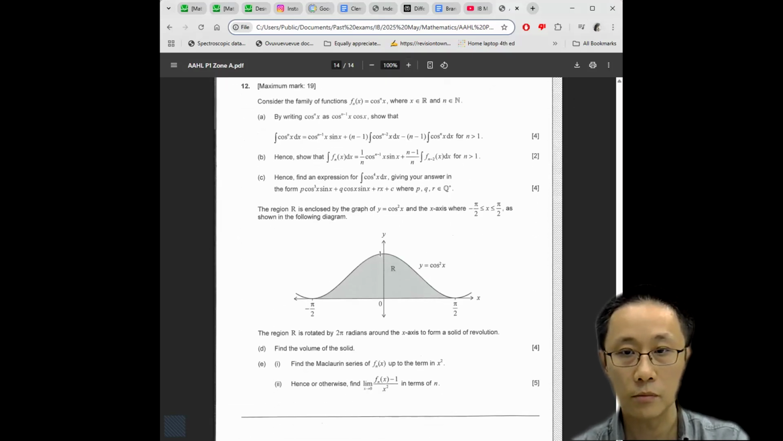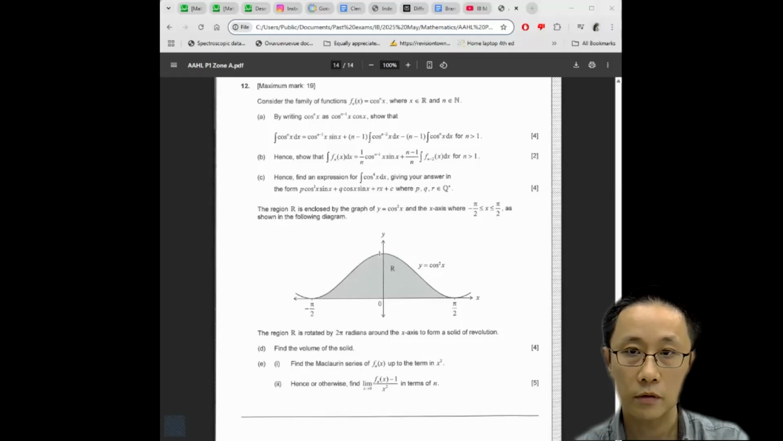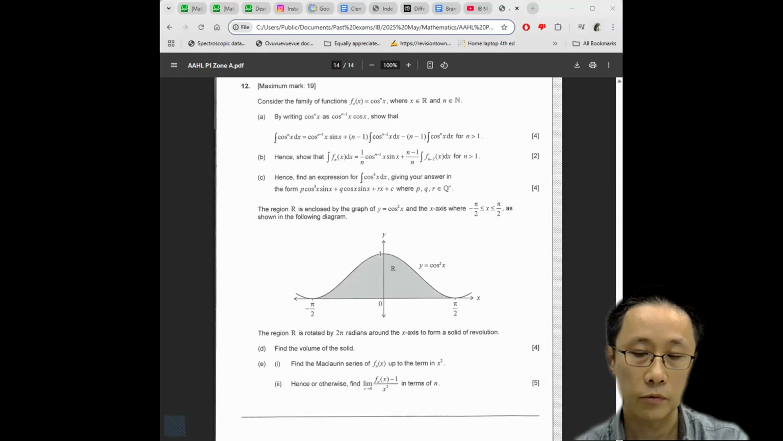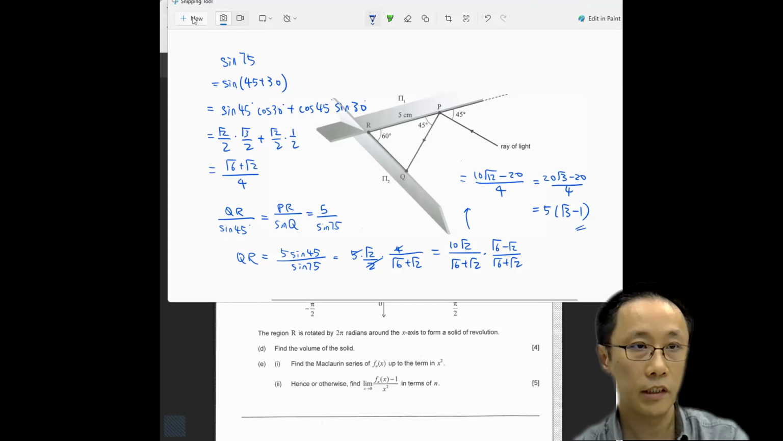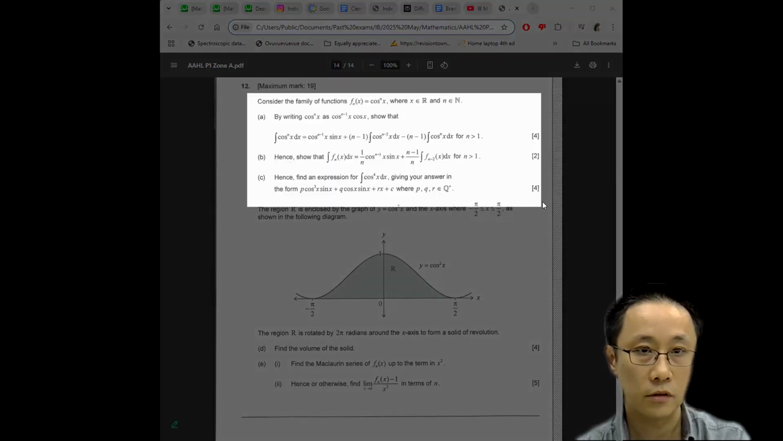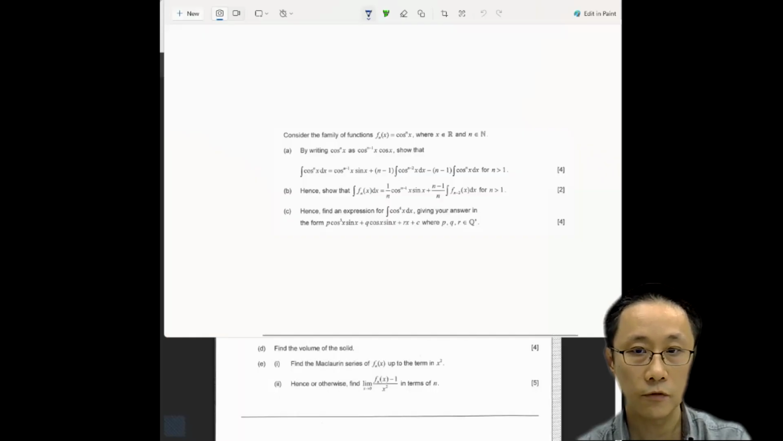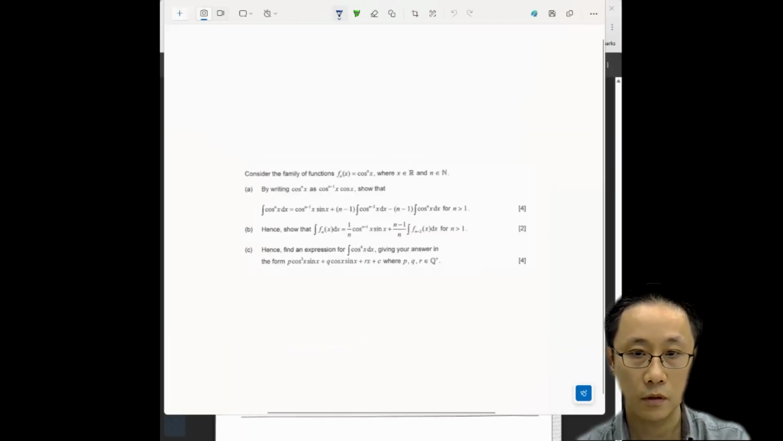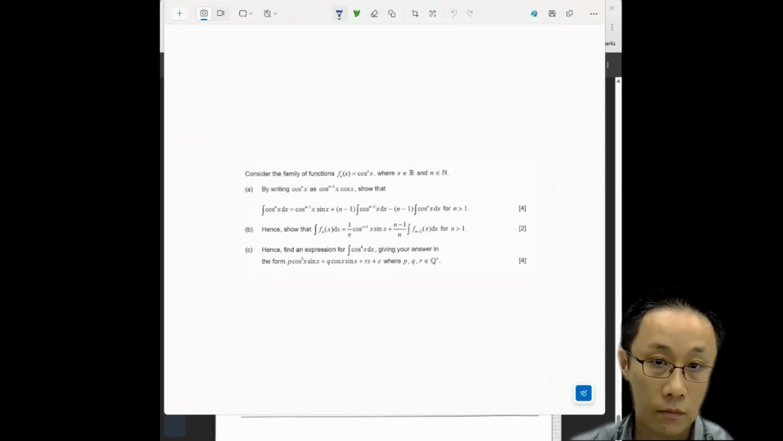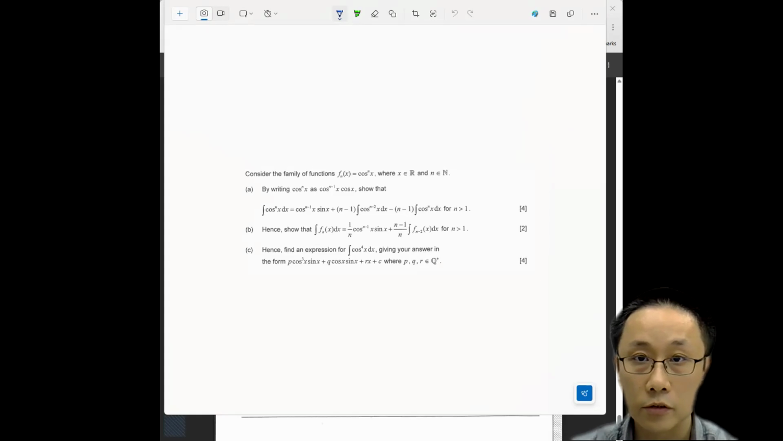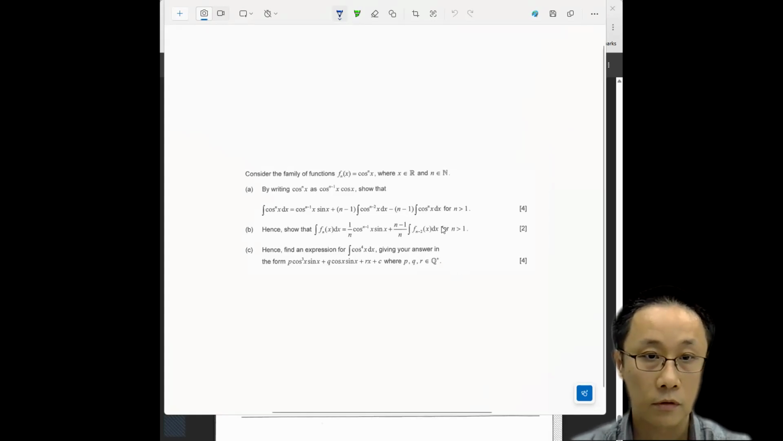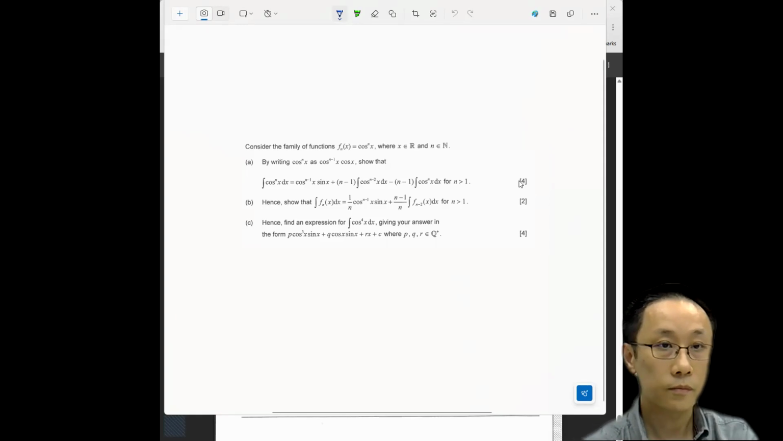Last question. Question 12 is the most challenging question, I think. There's a lot of integration. Integration by parts, but they do guide you through a little bit, but there are some unfamiliar techniques that need students to have some good general awareness. We'll do parts A, B, and C first. I need to scroll a little bit.